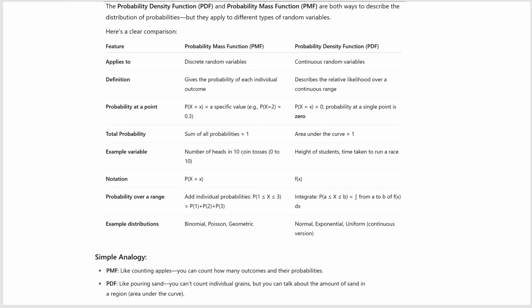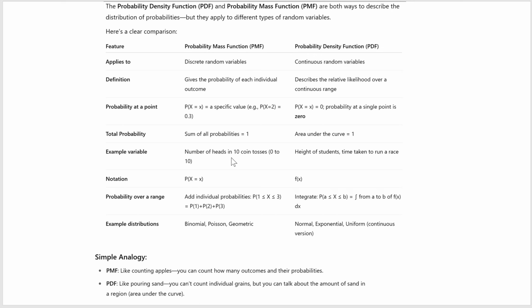Now the probability density function is for when the variables are continuous random variables. So let's see what these two things apply to. The probability mass function, as we said, applies to discrete random variables. The probability density function applies to continuous variables. For the PMF, the probability at a point is a specific value, so the probability that x will be 2 is 30%. The probability at a given single point is 0 for a probability density function. The total probability for both is 100%.